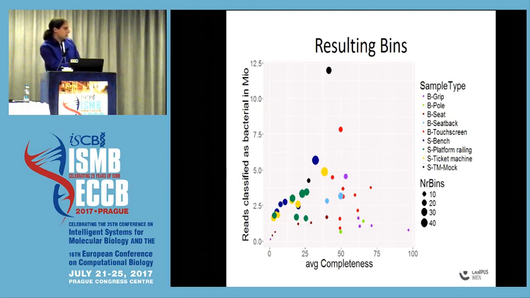What you can see here is that with the Boston samples, which are here more to the right, I had not that much input, but I got very few bins, as the size is the number of bins I got, but very complete bins. In contrast to the Sacramento samples, I got a lot of bins, but on average a lot of those were less complete in general.